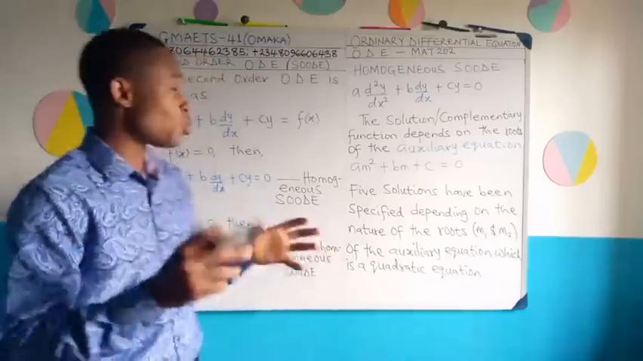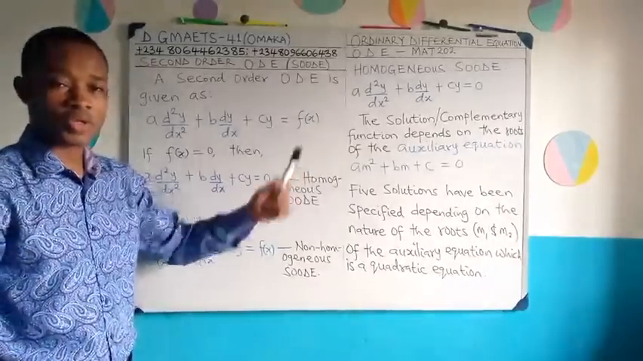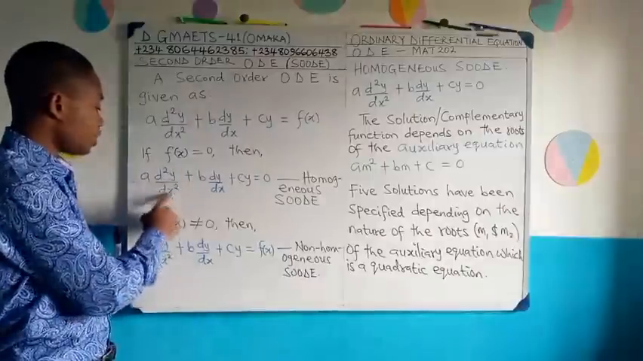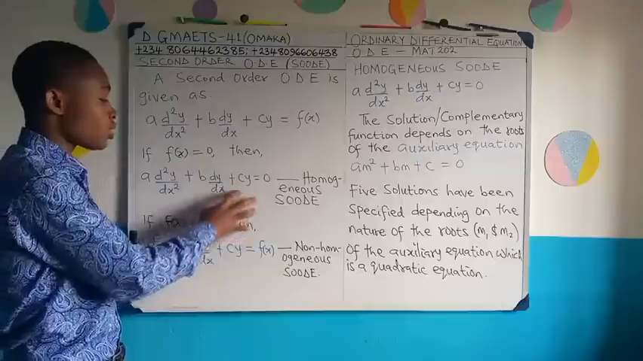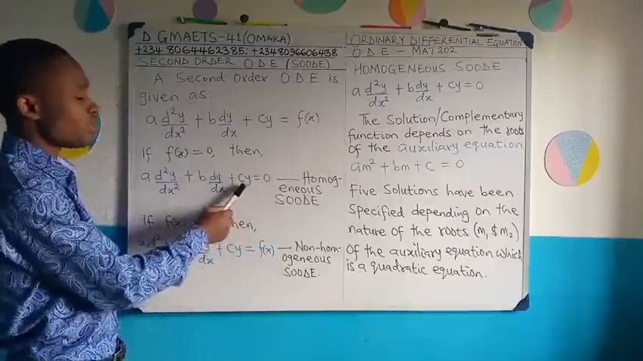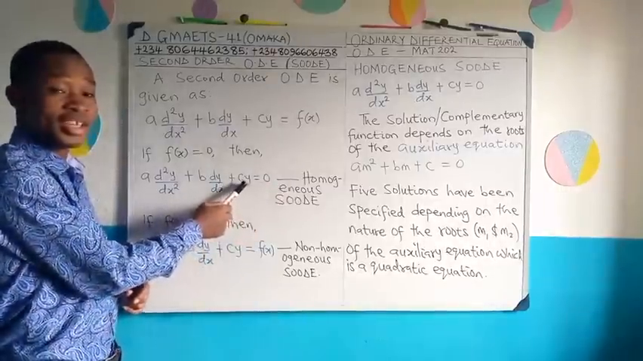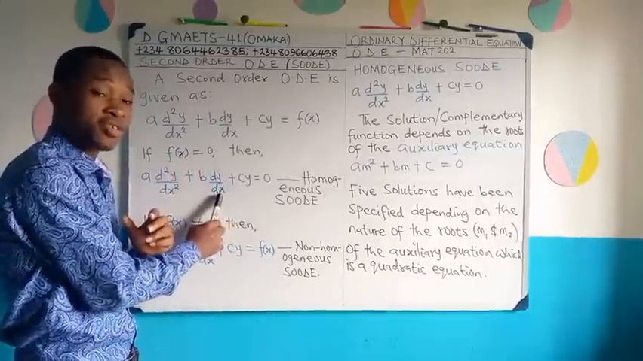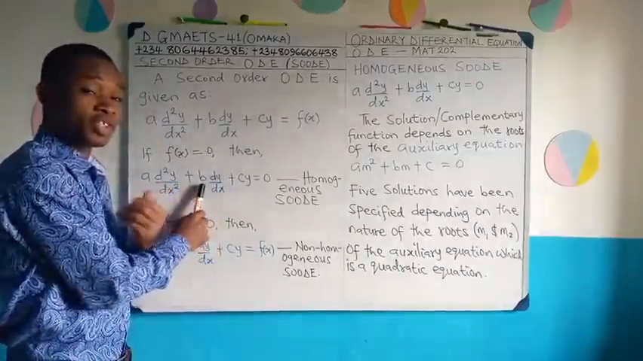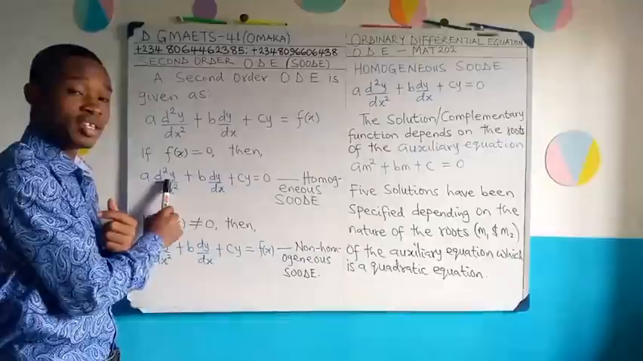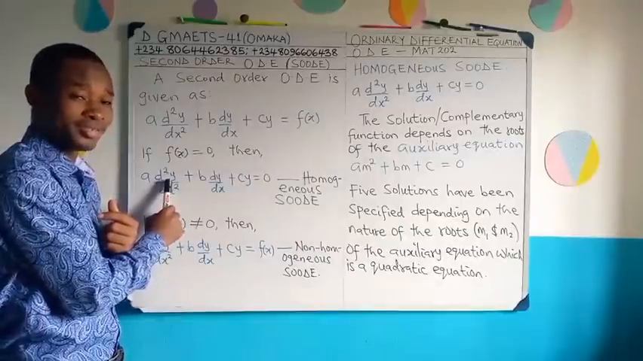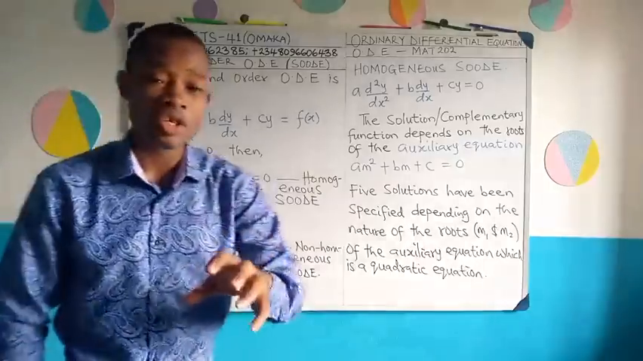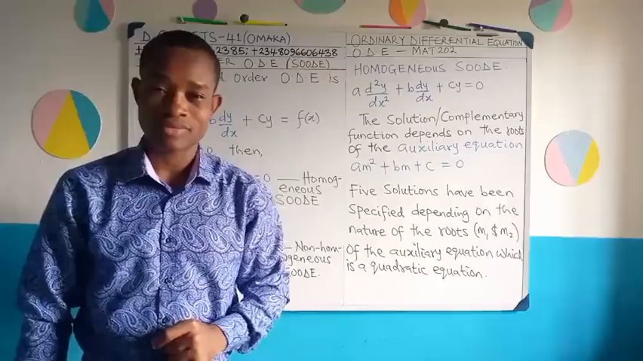It is homogeneous when this f of x is equal to 0, and then the equation will look like this: a d2y/dx squared plus b dy/dx plus cy equal to 0. You notice here that in this part where you have cy, this y is the variable. It was not differentiated at this point. Coming here, this is the first derivative because it's bearing its coefficient b, and then this is the second derivative of the dependent variable y, bearing the coefficient a. So when it is equal to 0, we refer to it as the homogeneous second order ordinary differential equation.